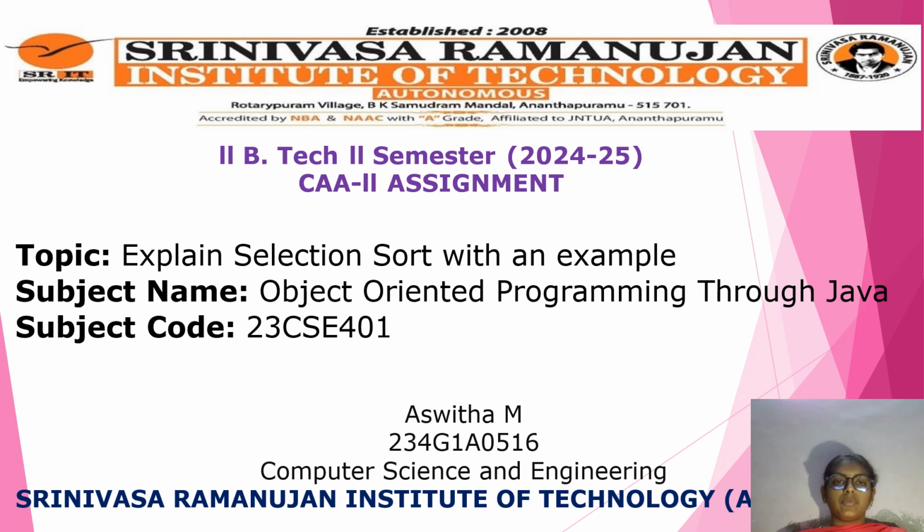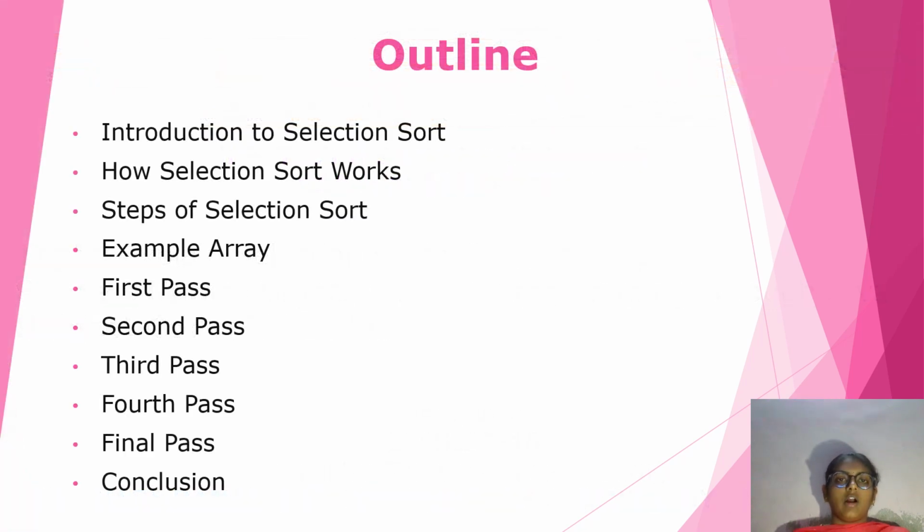Today, I am here to give my CA2 assignment on the topic: explain selection sort with an example. Subject name: Object Oriented Programming through Java. Outline of my presentation: introduction to selection sort, how selection sort works, steps of selection sort, example array and its passes, and final conclusion.